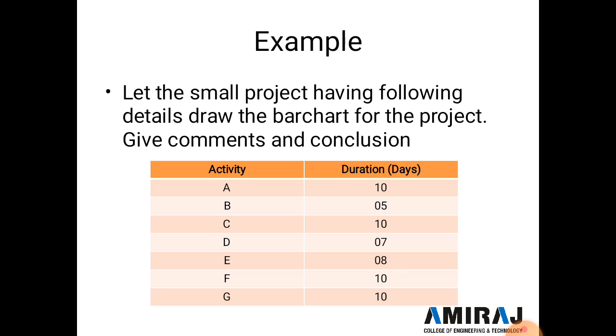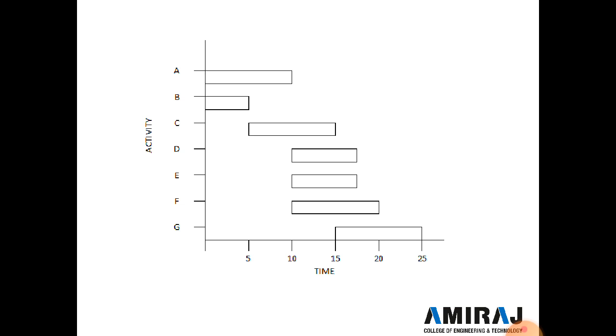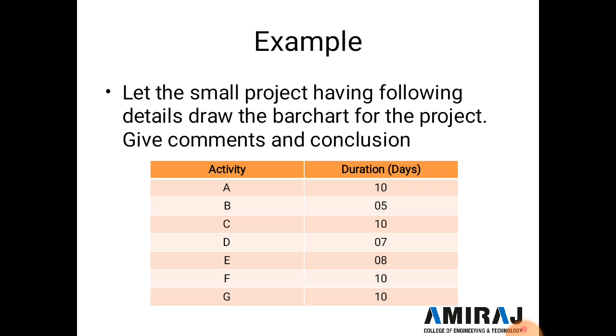Like, what is a Gantt chart or bar chart, explain in detail with example, or write a short note on bar chart. Here different activities are given: activity A, B, C, D, E, F, G, and duration, meaning time, is given in days. Activity A requires 10 days, so within 10 days activity A is completed, and B activity is completed in 5 days, C activity 10 days, D activity 7 days, E activity 8 days, F activity 10, and G 10 days.